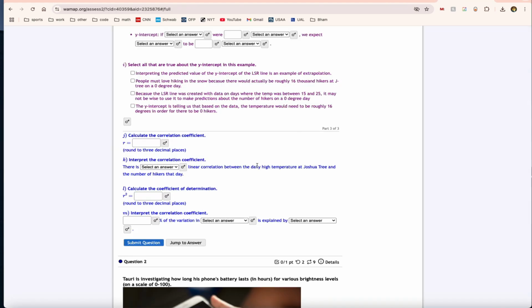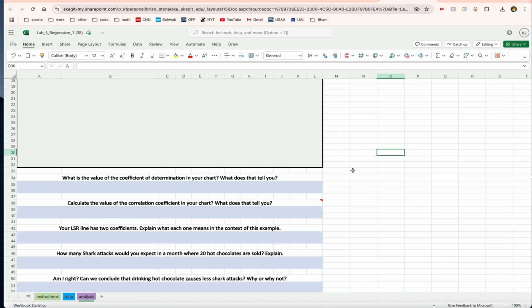What is the value of the coefficient of determination in your chart? Coefficient of determination was asked about in this classwork. Here it is down here on part L, I guess. If you don't remember that the coefficient of determination is r squared, it's told to you in this problem here. The next thing you're asked about is the correlation coefficient, which is r. Typically, when you're doing your homework, your calculator will tell you r and r squared directly, so these are pretty easy to figure out. On the lab, it's a little bit different.